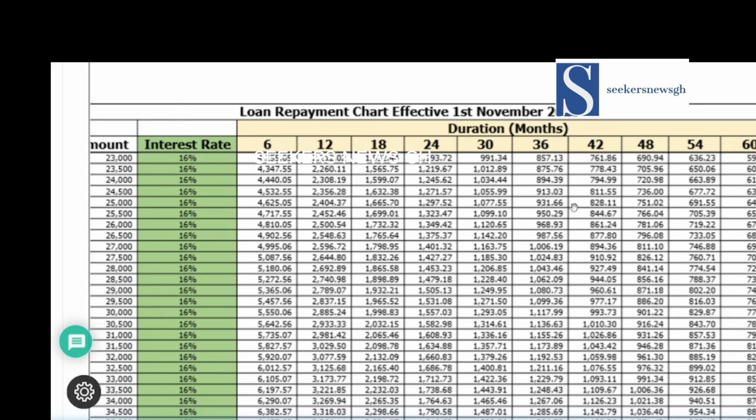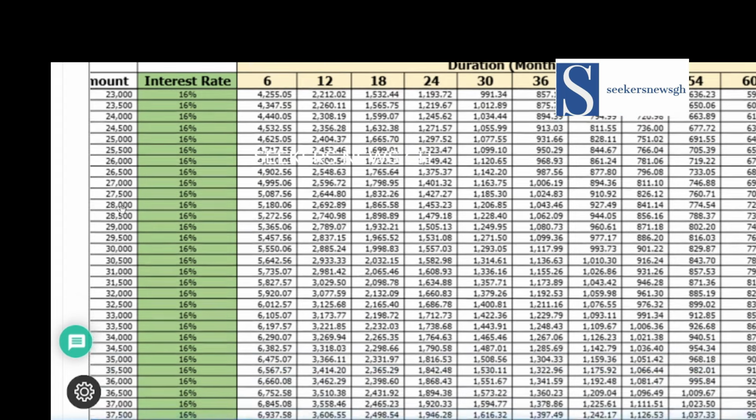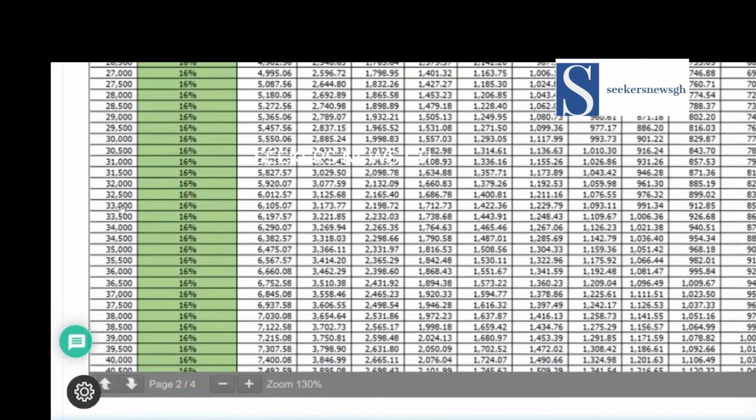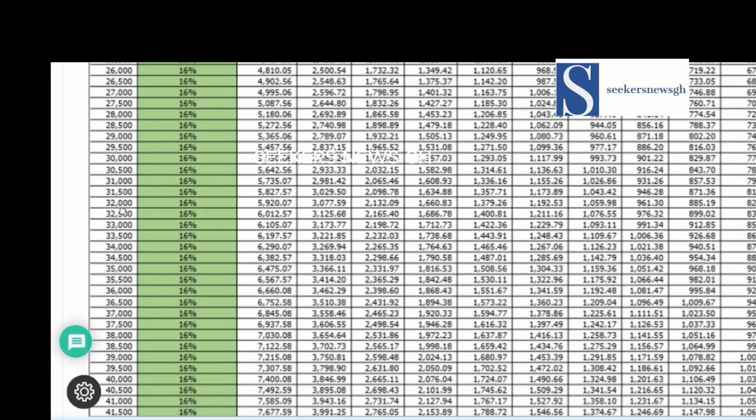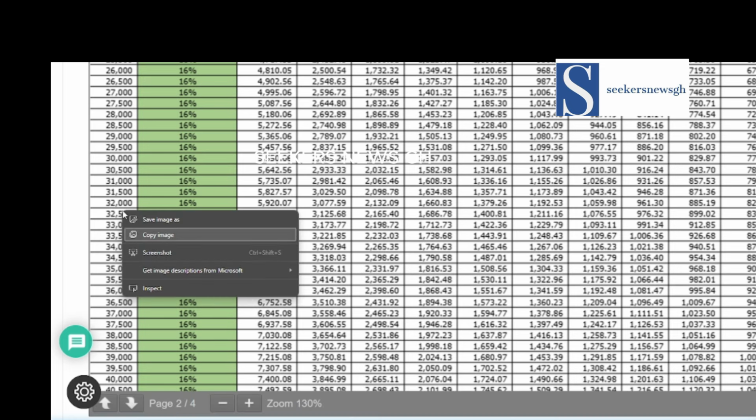So depending on your affordability, you can apply for the loan. Nobody can advise you on what to do with your money, but if you take the money and do your business with it and it doesn't go well, you smell pepper. That one we have all gone through. You smell pepper. Alright, so with regards to the interest, you can pause the video and look at the interest rates and the deductions.